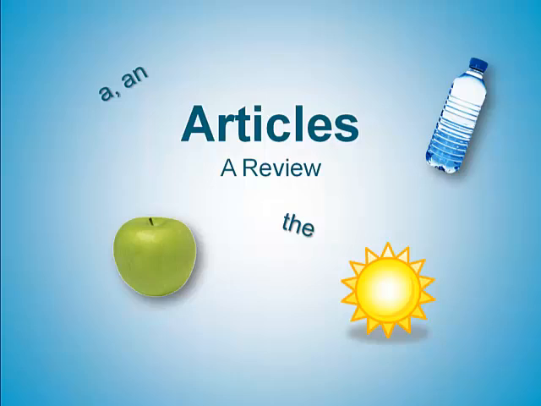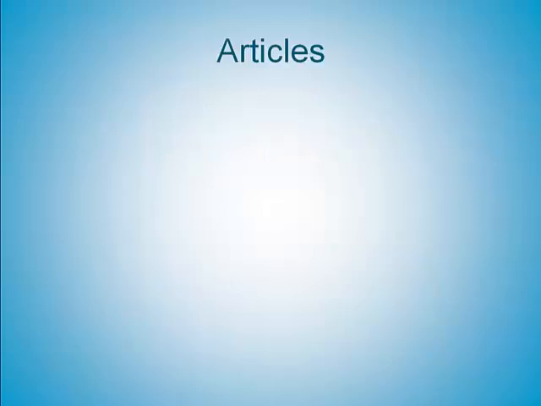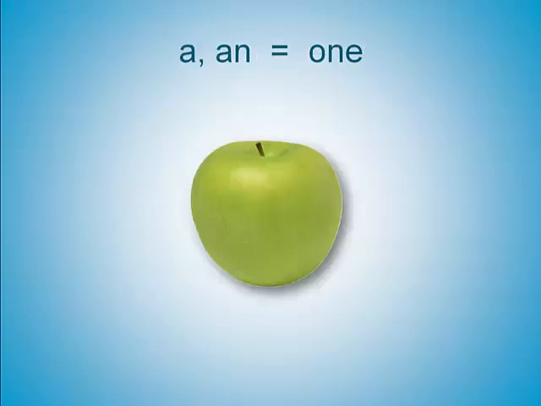This video is a review of the articles in the English language. There are 3 articles in English: a, an, and the. A and an mean one, and we use them when we talk about singular nouns, when we talk about one of something.